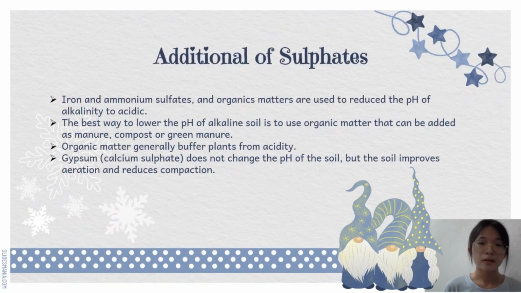The first chemical modification technique is the addition of sulfates. The iron and ammonium sulfates in organic mixtures are used to reduce the pH from alkalinity to acidic. The best way to lower the pH of alkaline soil is to use organic matter that can be added as manures, compost, and green manure. Organic matter generally buffers plants against acidity, and the gypsum, which is calcium sulfate, does not change the pH of the soil, but improves the aeration and reduces the compression.